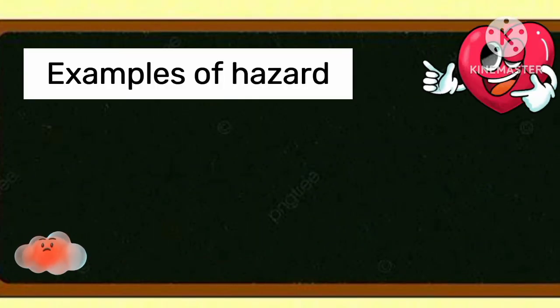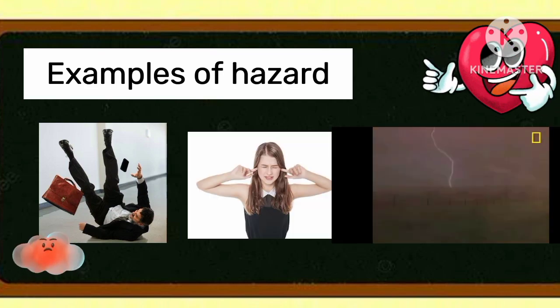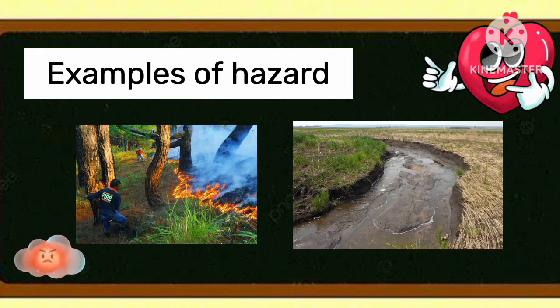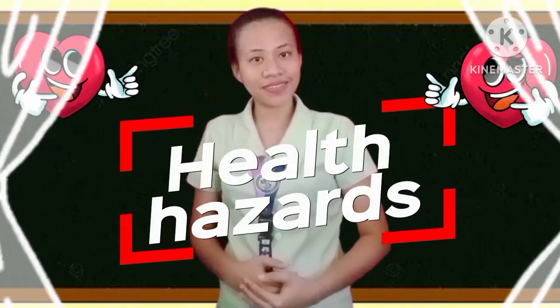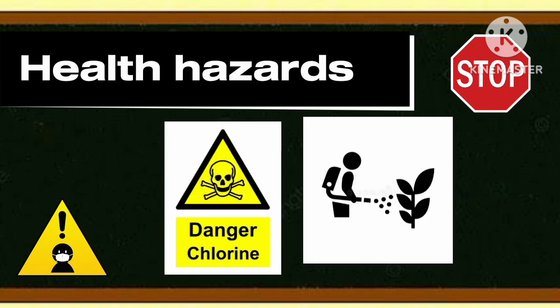Examples of hazards: slippery floors, excessive noise, poor lighting, fire, erosion, and etc. There are two major parts of hazards. First, health hazards. Health hazards are commonplace in all work environments. They may be in the form of chemical hazards, such as chlorine or a pesticide.